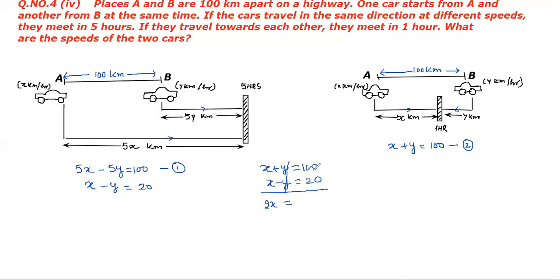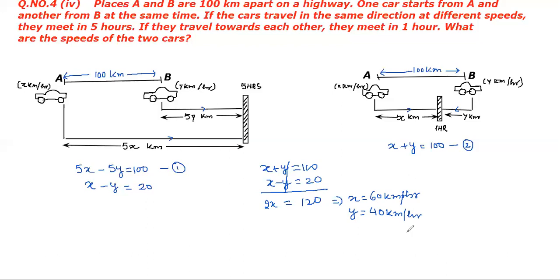This is 2x is equal to 120. This implies x is equal to 60 kilometers per hour. And now put this value of x in this equation. If you put it in this equation, y will be equal to 40 kilometers per hour. So very simple by the elimination method.